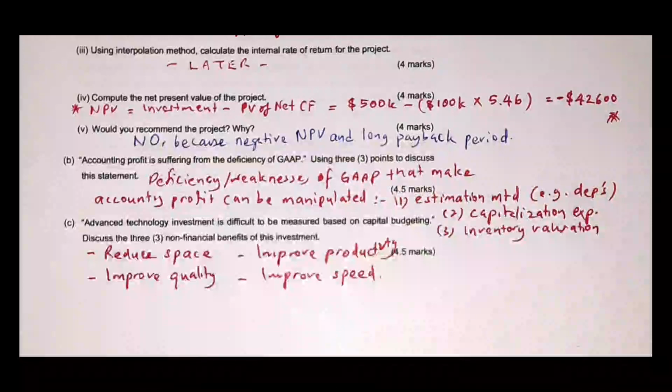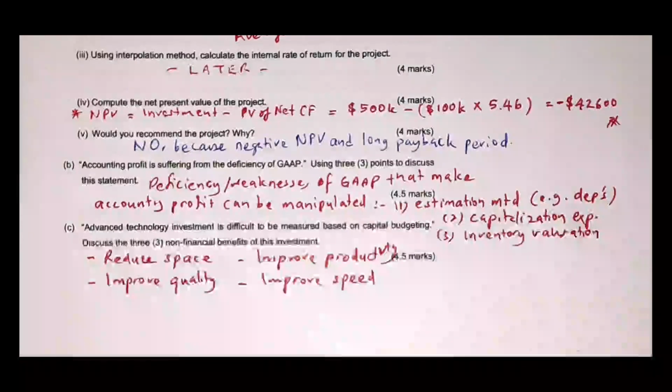Okay, so the next point that can also be said as a non-financial benefit of investing in advanced technology is improved speed. Before you use the advanced technology, machine or equipment, the speed of production is slow. But after you use the advanced technology or equipment, you can produce more quickly compared to before.